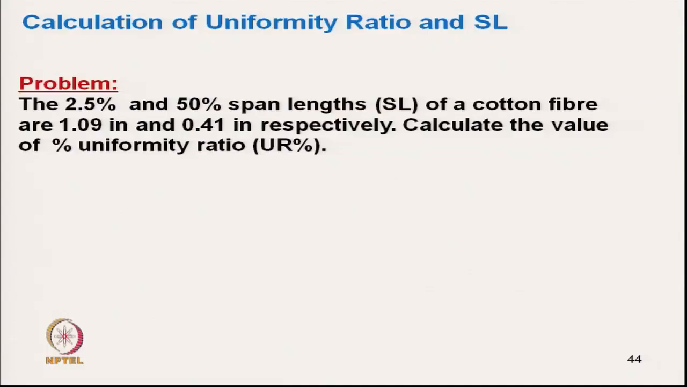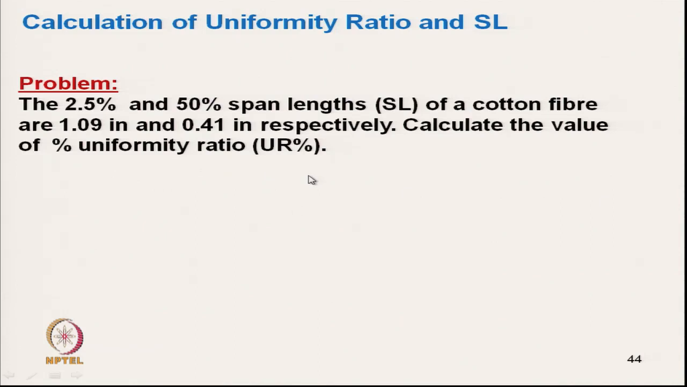A very simple calculation. The problem is that here the 2.5% and 50% span lengths are given. The 2.5% span length is 1.09 inch and the 50% span length is 0.41 inch. Value-wise, the 50% span length is always lower than the 2.5% span length. Calculate the value of the uniformity ratio. So, what is the uniformity ratio?